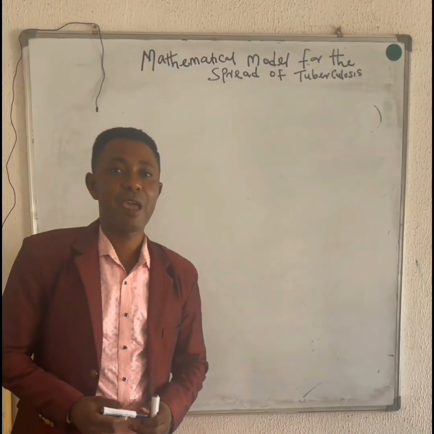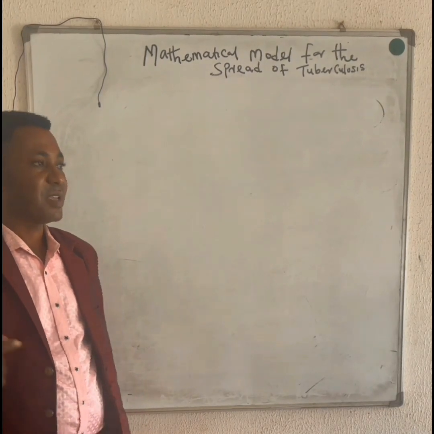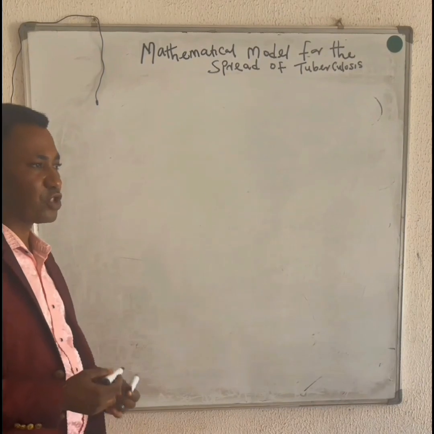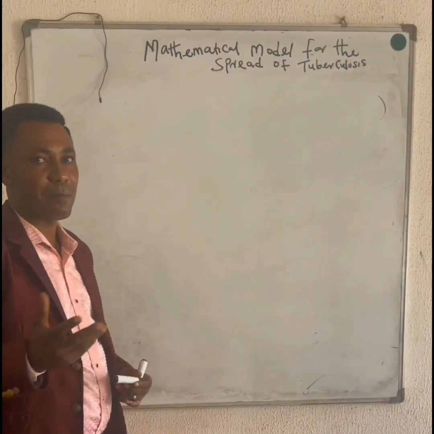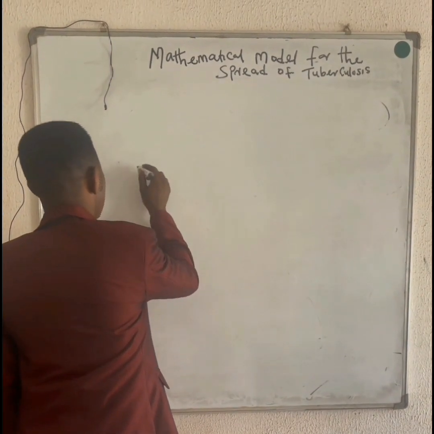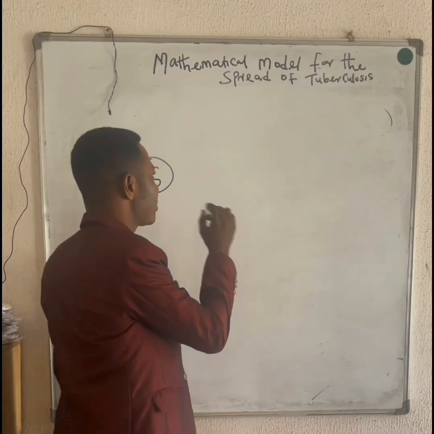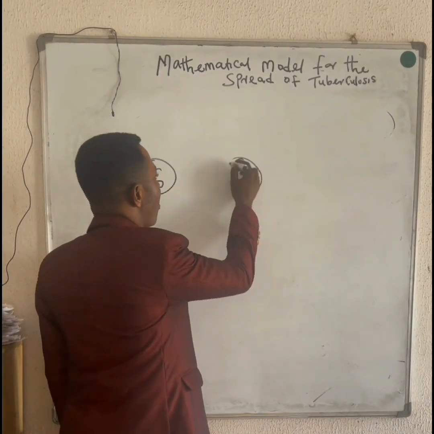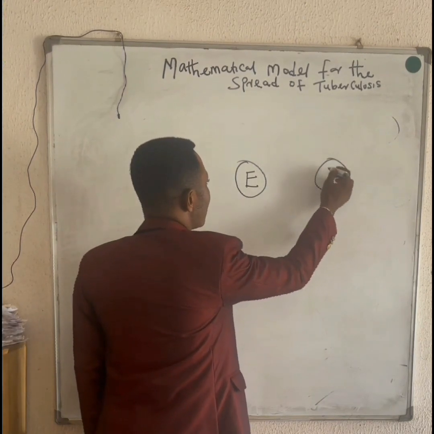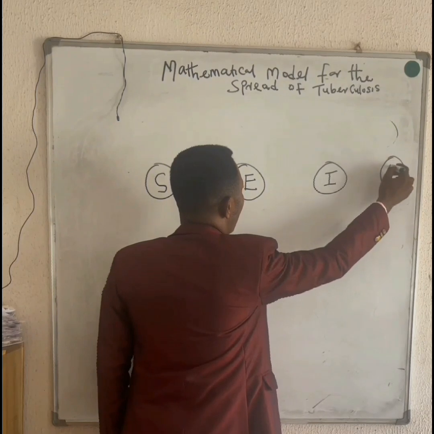Tuberculosis is an airborne disease. That is, it is transmitted through the air. Now, we divide the population into 4 compartments, that is 4 classes. The first class, let's assume, is the susceptible population. S is susceptible. Then we have the exposed population. We also have the infected population. And lastly, we have the recovered.